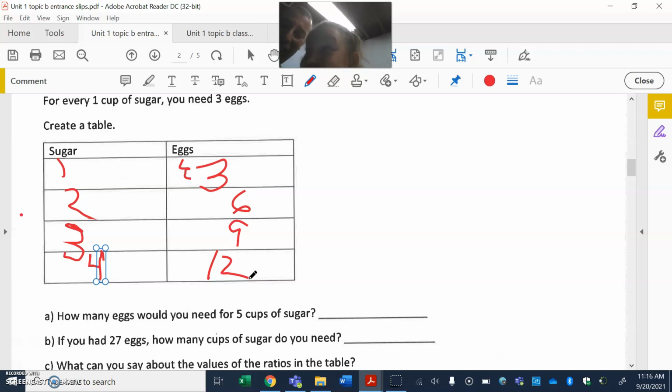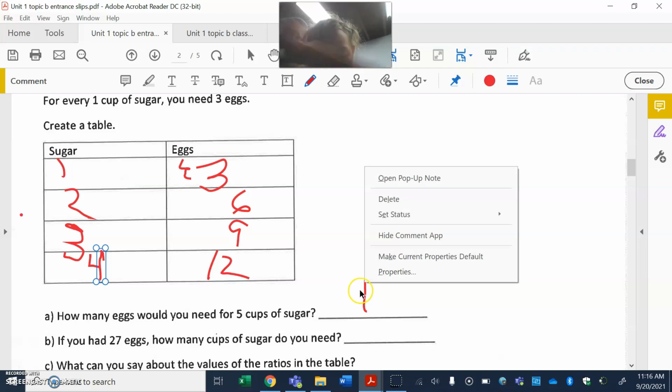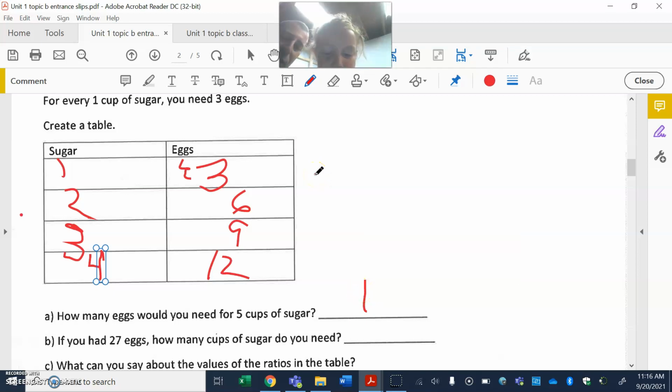All right. So the question here wants to know, how many eggs would you need for 5 cups of sugar? Well, Ella, what we can do is we can just keep the pattern going in the table. So 1, 2, 3, 4. What comes after 4? 5. Yes. So if we go on this side, we can keep the pattern going. 3, 6, 9, 12, 15. So Ella, drop a 15 right there for me. Put a 1 down, and then put a 5 down. You got the 1. You're good there. Yep. And now put a 5 right next to it.